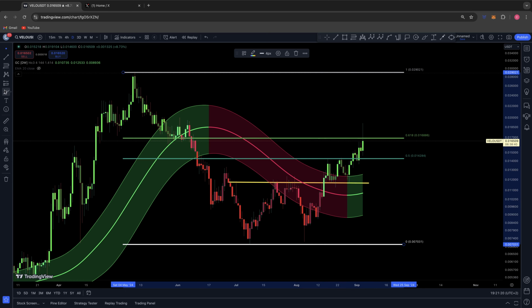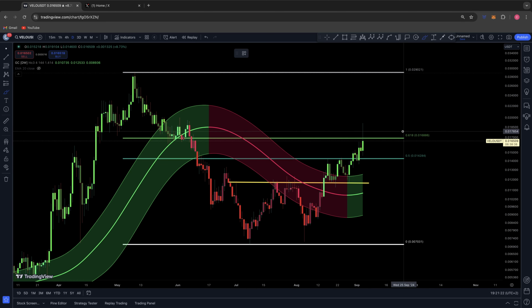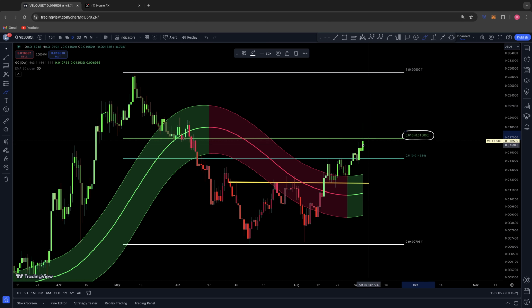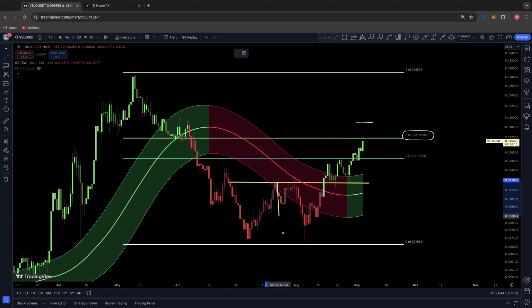What we need to see this week for VELO is a close out above 0.0168. We have to see the close out above it. We've seen the wick up to 0.019, but we want to see this candle close out above this level to negate any further potential downside. Okay, guys, we have to see this level broken. And right now, as I said, we have run just shy of our double bottom technical target.